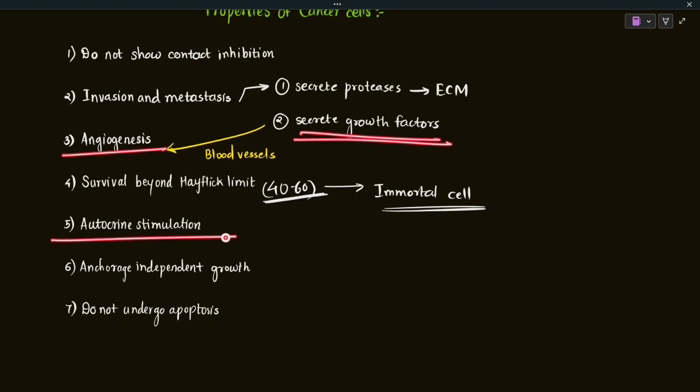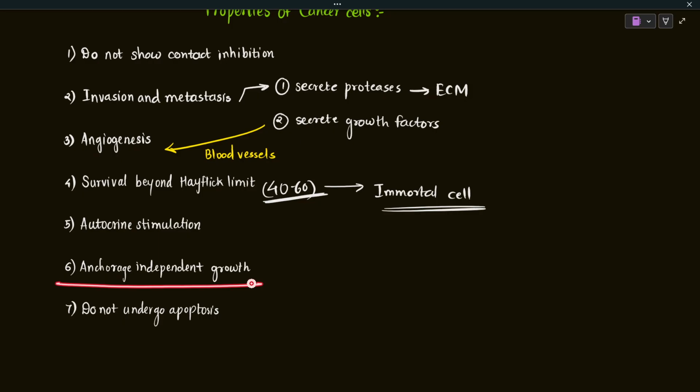as the autocrine stimulation. The next property of cancerous cells is that they show anchorage independent growth. Unlike normal cells, which exhibit anchorage dependent growth, normal cells have a requirement for growth that they must be attached to a rigid substratum. They must be anchored in order to grow, but they cannot proliferate when they are suspended in fluid or in semi-solid agar.